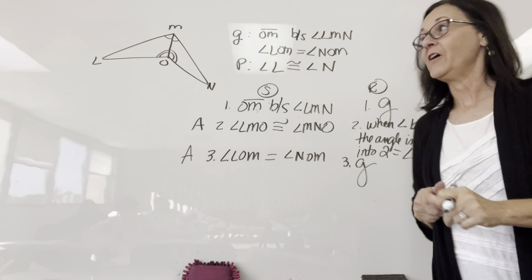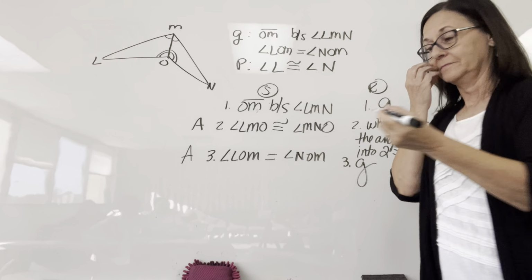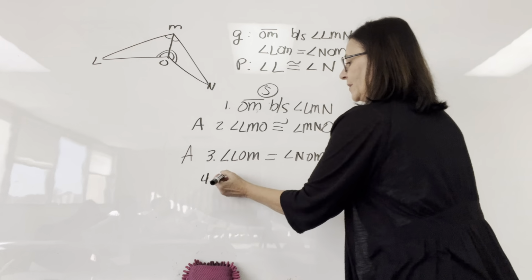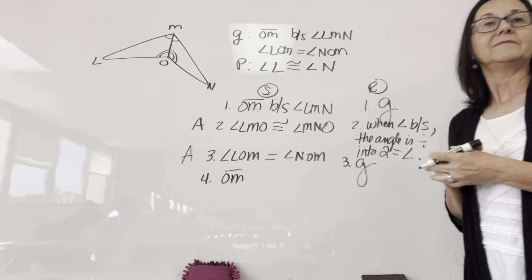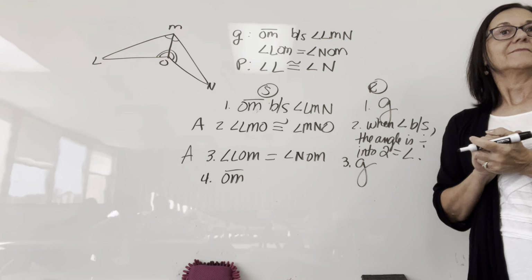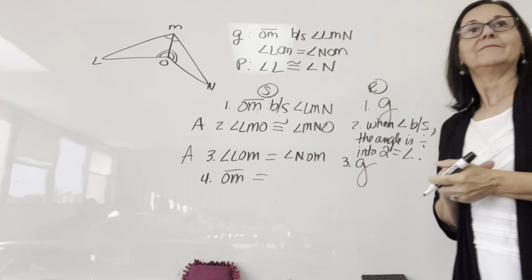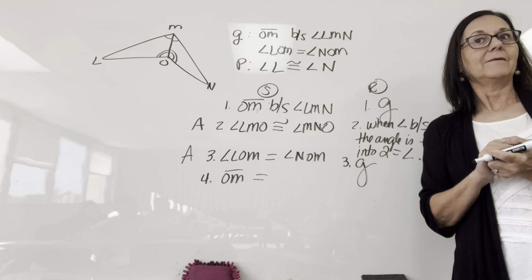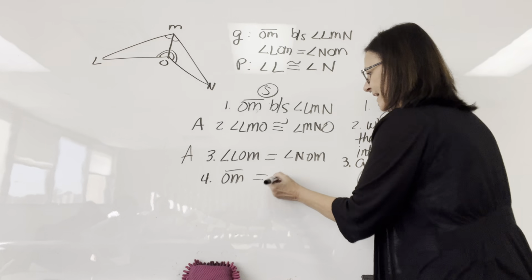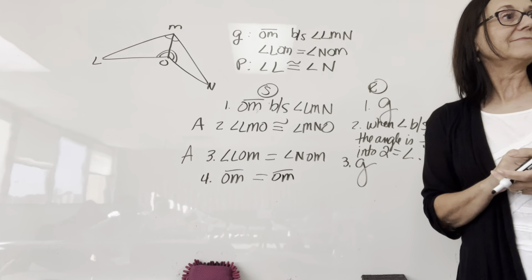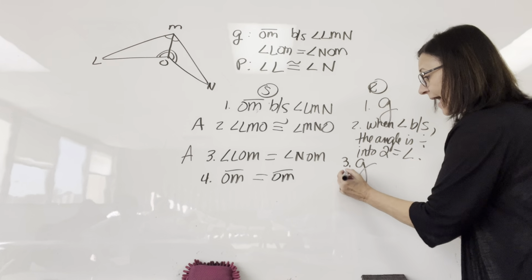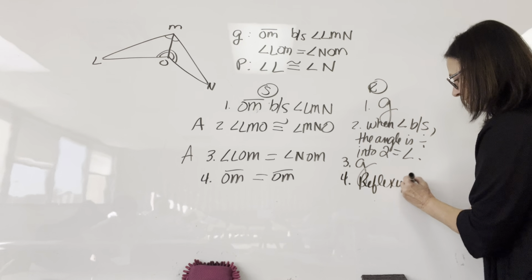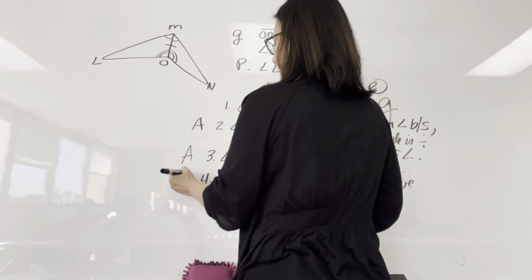That's the side I need to prove. Okay, so what would I write? Side OM equals OM. What am I going to write, ladies and gentlemen? OM. Is OM in both triangles? Yes. It is. Why can I write that? It's reflexive. And I mark it, and that's a side.